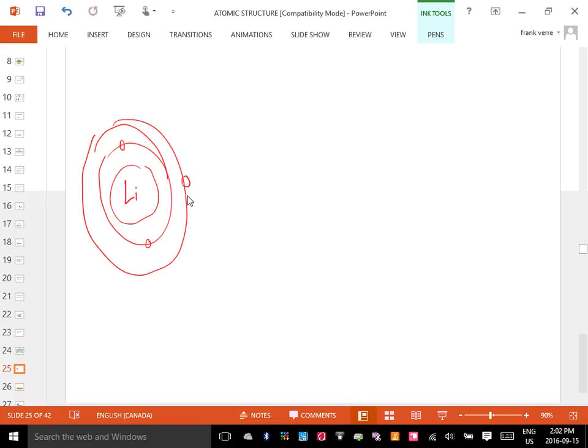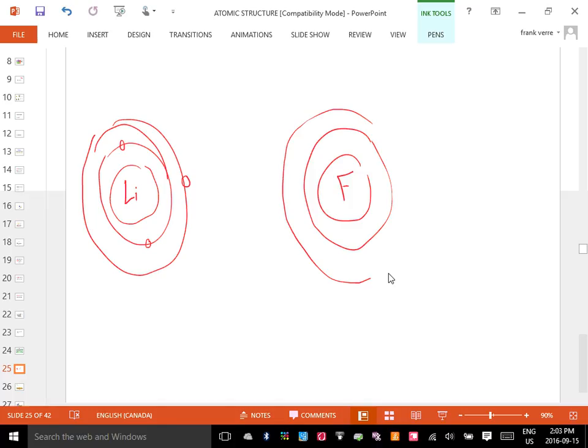Now, fluorine is in the same row, the second row. It also has 2 rings. And these are really, really ugly pictures. We know that fluorine has 7 electrons in the last shell. But if you look at the picture of fluorine, it's a lot smaller.